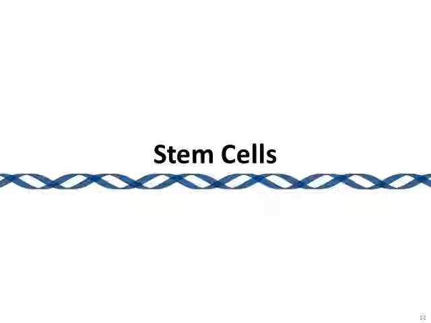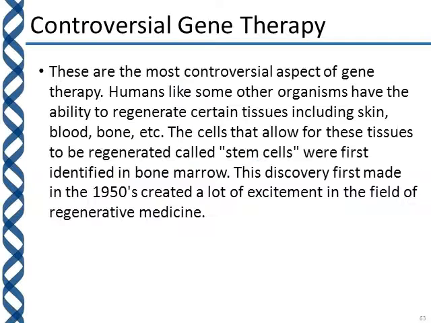The last group that we'll discuss are stem cells. These are the most controversial aspect of gene therapy. Humans, like some other organisms, have the ability to regenerate certain tissues, including skin, blood, bone, etc. The cells that allow for these tissues to be regenerated are called stem cells. These were first identified in bone marrow. This discovery, first made in the 1950s, created a lot of excitement in the field of regenerative medicine.